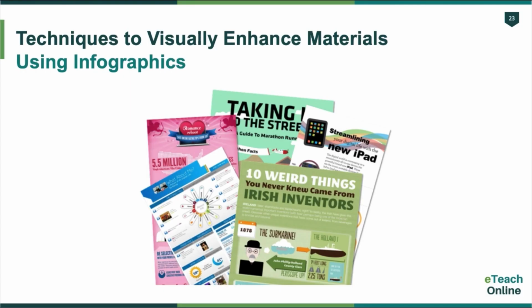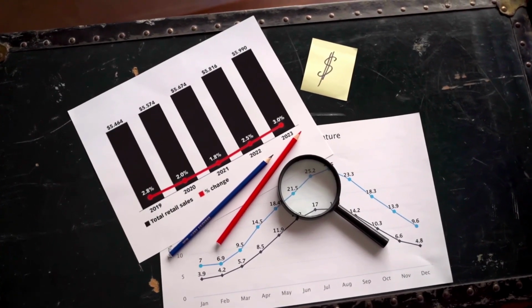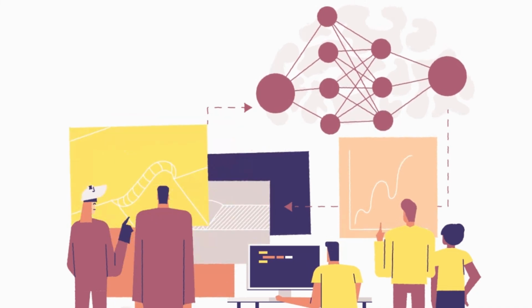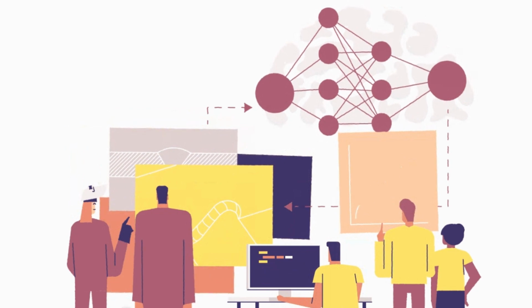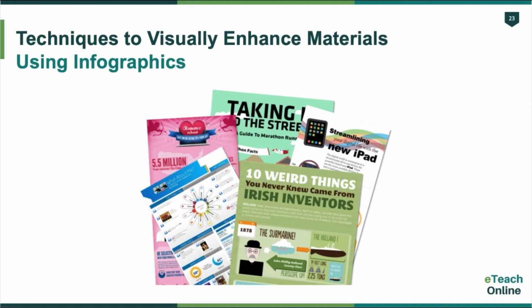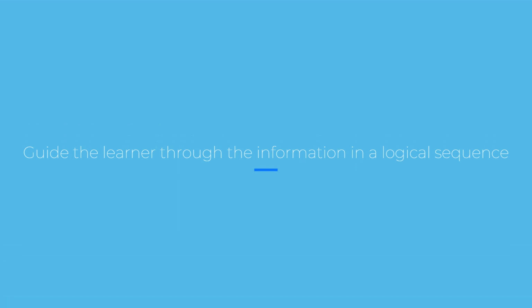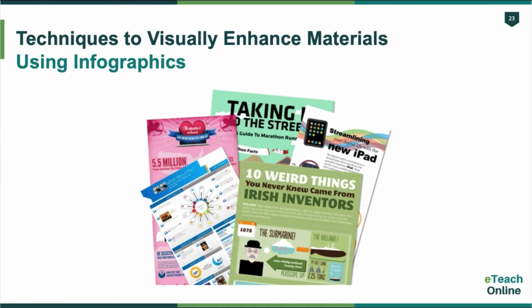An infographic is a visual image, such as a chart or diagram, used to represent information or data. Their purpose is to collect and organize data, creating an easy-to-understand visual. The visuals within an infographic are chosen thoughtfully and systematically to tell a specific story. The goal of an infographic is to guide the learner through the information in a logical sequence, but not to overwhelm them with a ton of facts and figures.